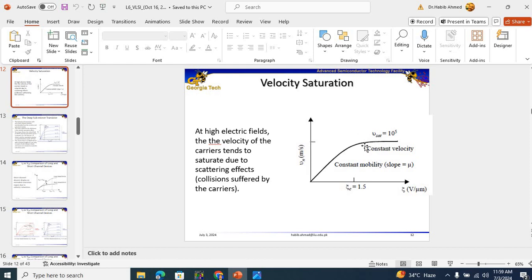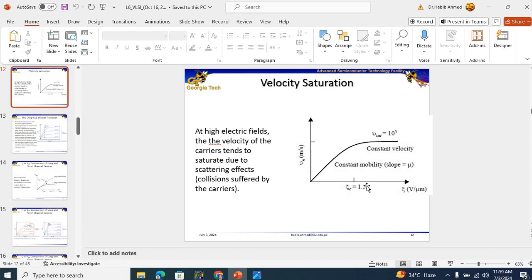So now let us consider a long channel device of 1 micrometer. If we apply a voltage of 1.5 volt, then our electric field is 1.5 divided by 1, which is 1.5 volt per micrometer. We are at the critical electric field point and we are into the velocity saturation region. Our current is going to be saturated for that long channel device at 1.5 volts.